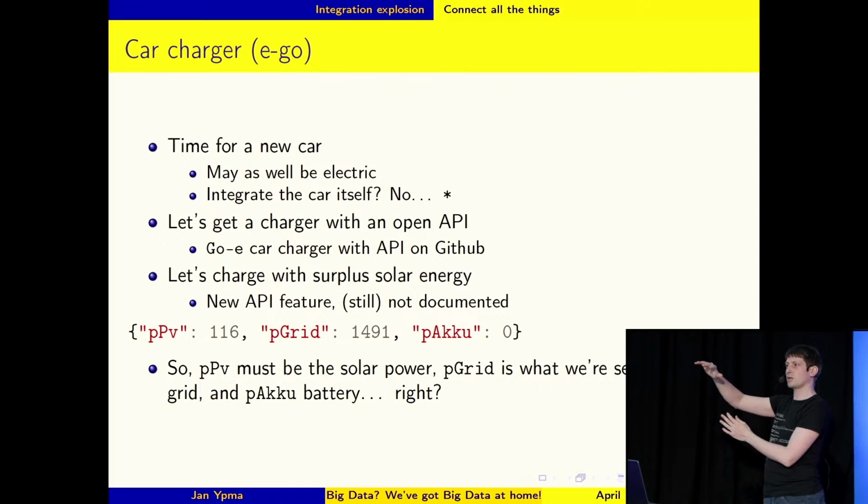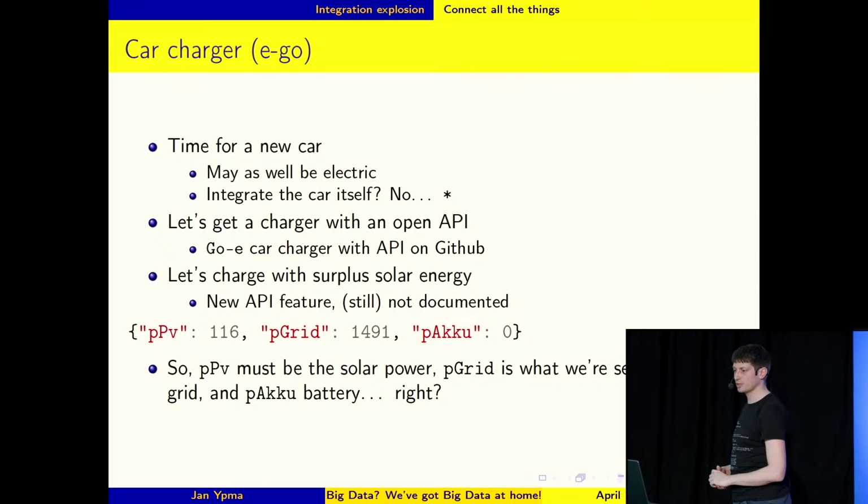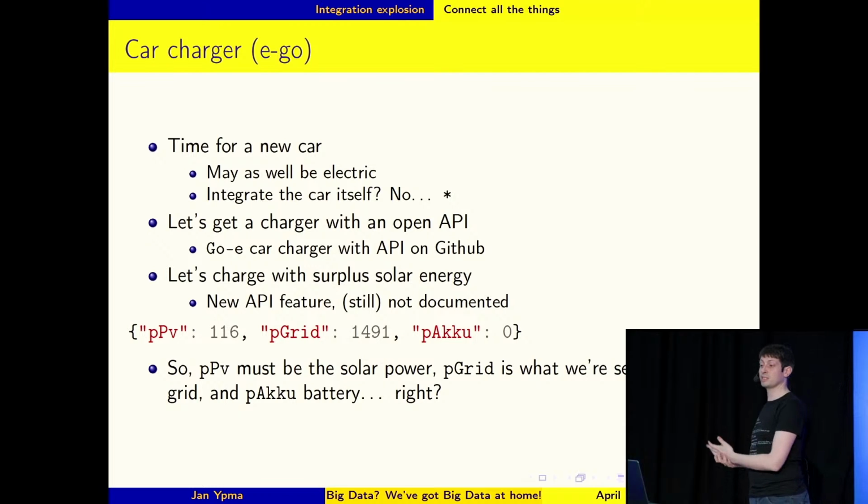If the sun goes down, it will charge a little bit less. If there's more sun again, it will charge more. So it's a really, really nice way to use the extra energy and put it into your car. Unfortunately here, again, the feature that does that was not documented when I used it, and still isn't documented.